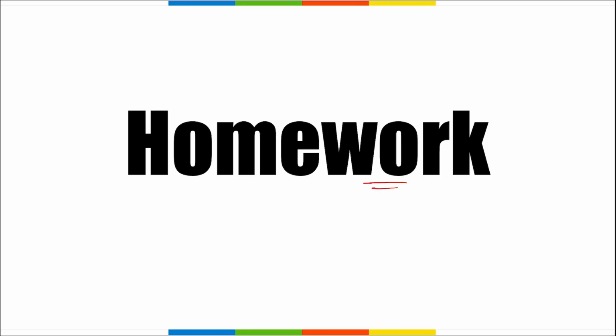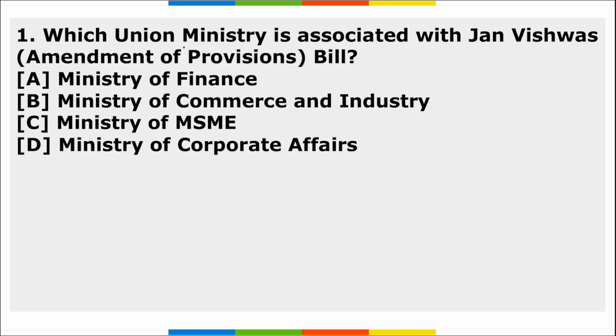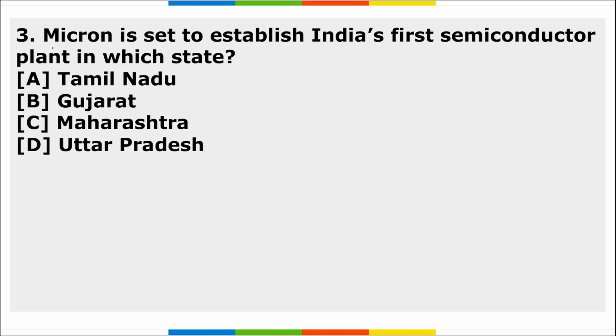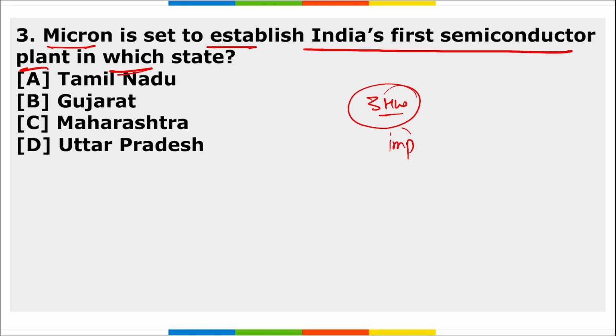Next, friends, let's move to the homework section. First, which union ministry is associated with Jan Vishwas, that is Amendment of Provisions Bill? Second, the Indian Institute of Management Amendment Bill proposes which personality as the visitor to all the IIMs? Third, Micron is set to establish India's first semiconductor plant in which state, right? So these are your three homework questions. These are your important questions, right? I want to see maximum participation of students in these homework questions, right?